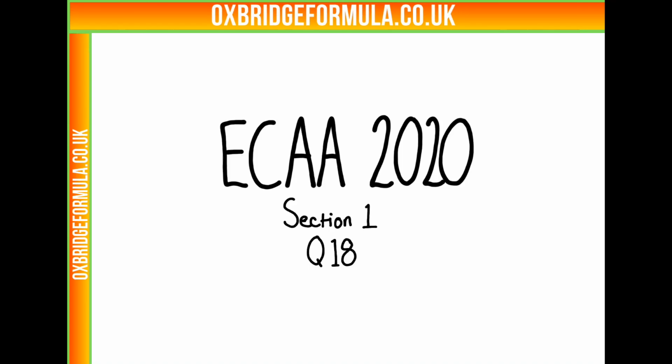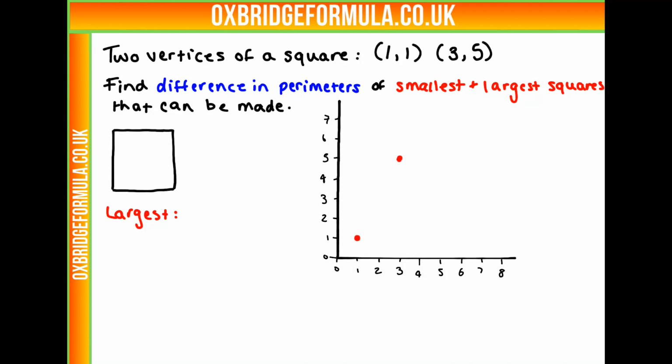In this video, we're looking at ECAA 2020, Section 1, Question 18. So we're told that two vertices of a square are points (1, 1) and (3, 5). I've just drawn those on a little grid here. And we need to find the difference in the perimeters of the smallest and largest squares that can be made using these 2 points as vertices.